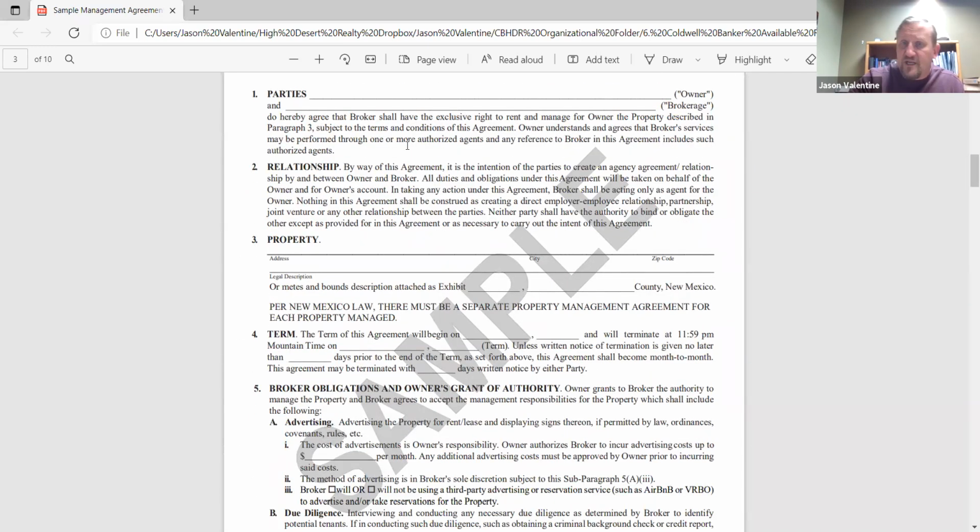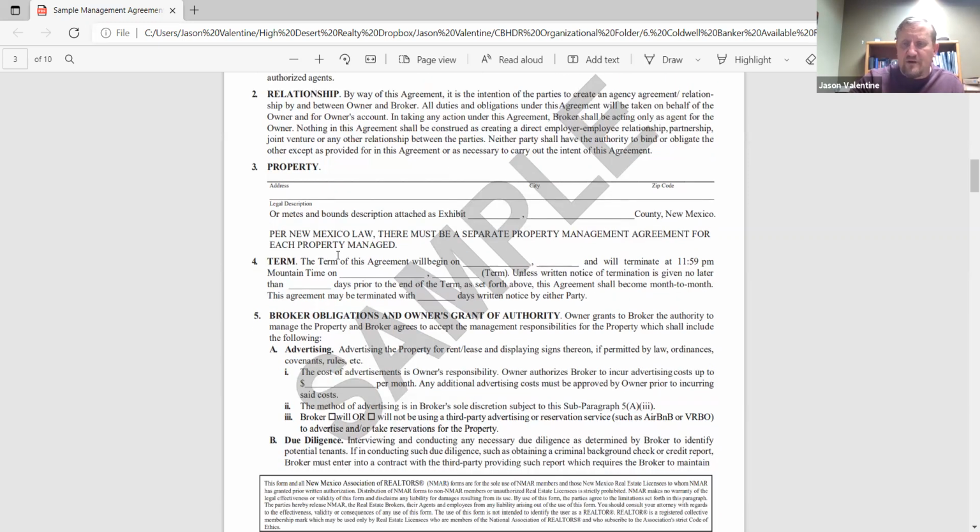This is actually the first page of the agreement, and the parties are the owner and the brokerage, Coldwell Banker High Desert Realty. You're not hiring Jason Valentine to manage your property. You're hiring Coldwell Banker High Desert Realty. The relationship is letting you know that you're giving us the authority to act on your behalf to keep the property rented as much as possible. The property address is pretty straightforward.